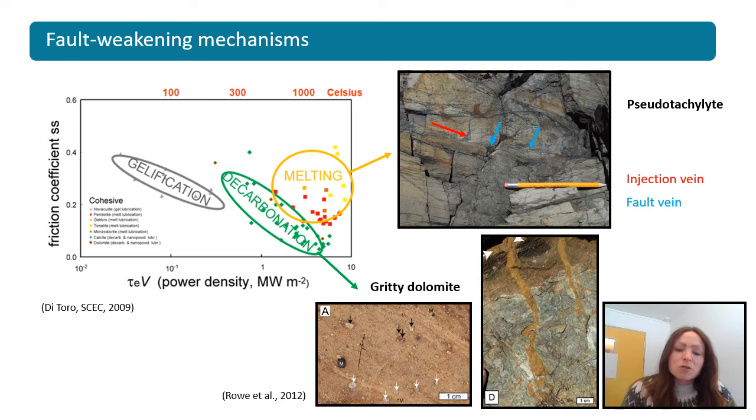And so we need to be able to recognize indicators of dynamic weakening in the field in order to distinguish fossil earthquakes from other kinds of deformation. And today I'm going to talk about a potential example of dynamic weakening caused by silica gel in a fault in the Naukluft.